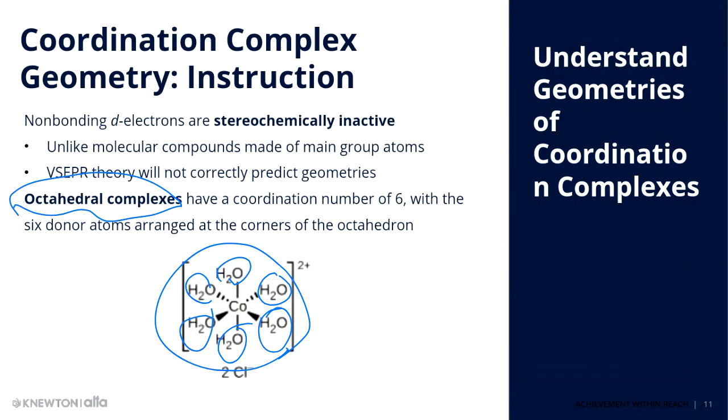The charge for cobalt is 2+ because water doesn't have any charges. And you have 6 donors or 6 ligands, and the shape is going to be octahedral.